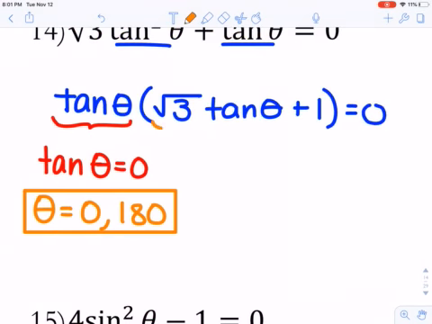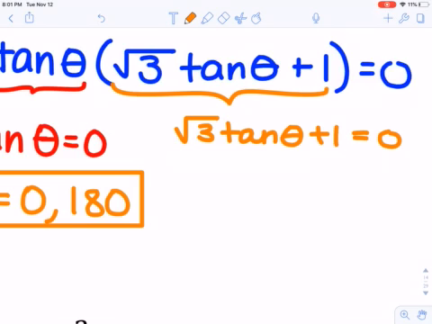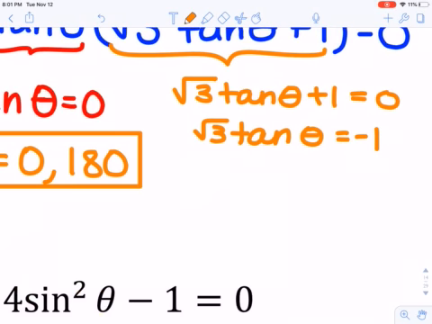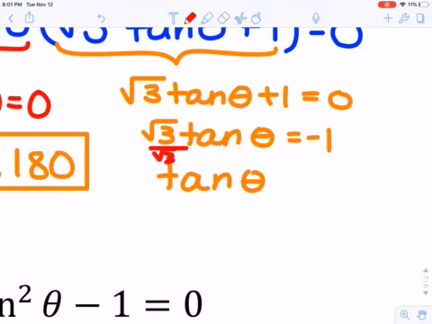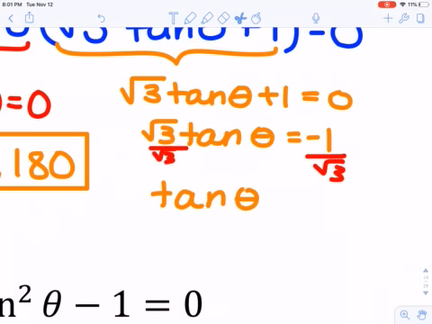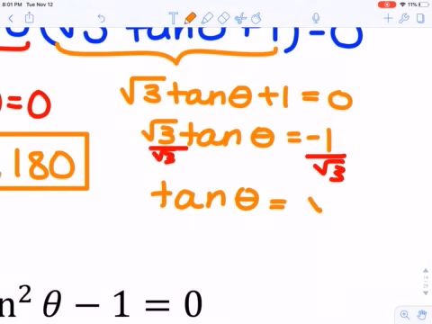Now the next part, I'm also going to set equal to 0. This one's a little bit more legwork. So I'm going to subtract over the 1 and divide over the root 3. Now when I divide, let me just draw this here. When I divide the root 3 over, I get tangent of theta equals negative 1 over root 3. That rationalizes to negative root 3 over 3.